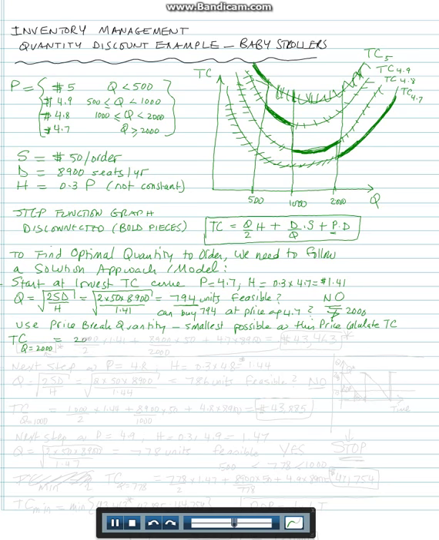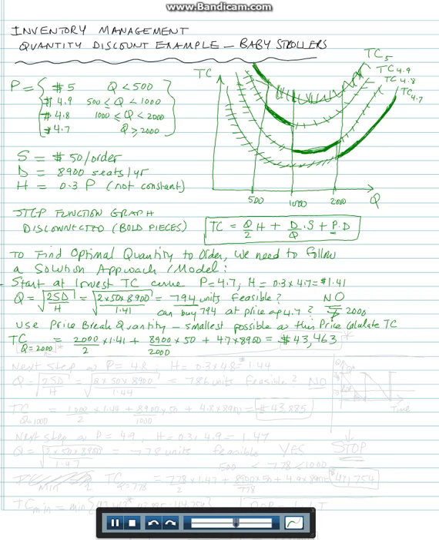Because P is different, we're going to add P in this equation. So we substitute 2,000 for Q, divided by 2, multiplied by 1.41, plus demand is 8,900, Q is 2,000, multiplied by 50 for S, plus the price is 4.7 multiplied by 8,900. If you multiply and add, you get a total cost of 43,463.